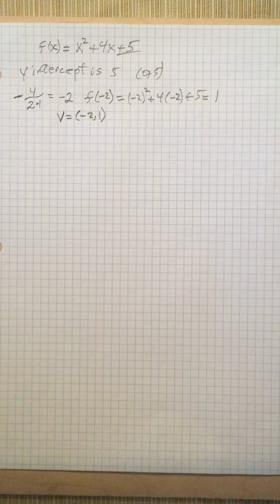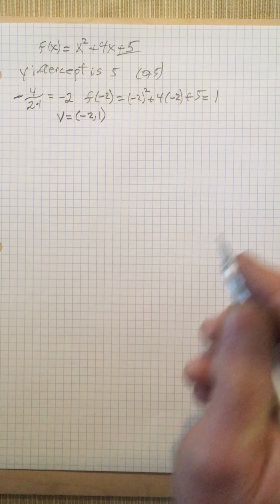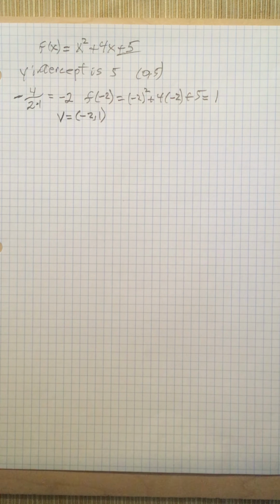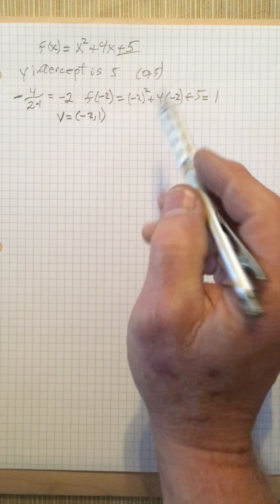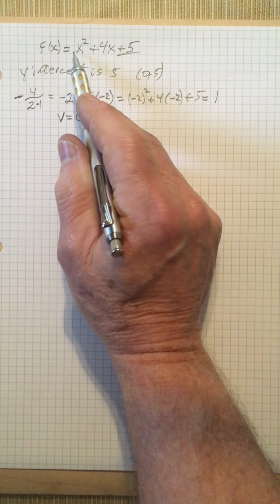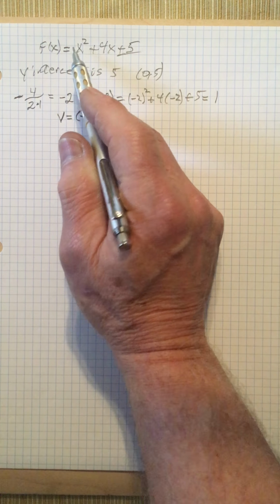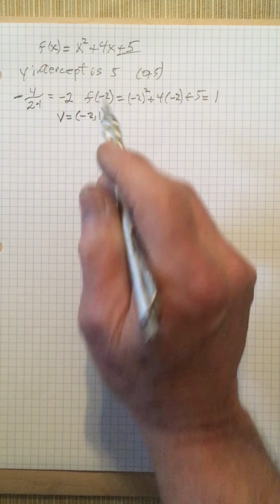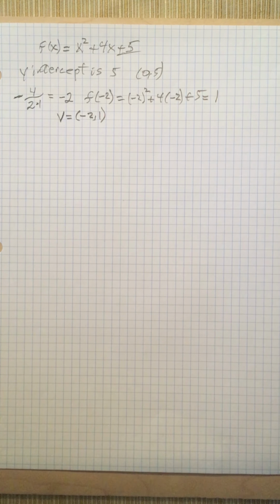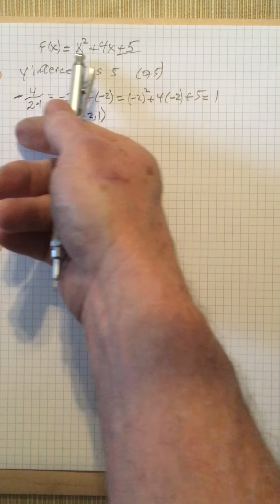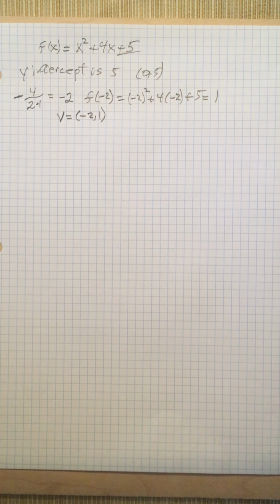Okay, next we would calculate the x-intercepts. This looks like it might be hard to factor, so we'd use the quadratic formula. But the quadratic formula is a lot of work, and we don't have to do it in this case, because take a look at what's going on here. A is positive, it opens up. The vertex is at y equals 1. That's above the x-axis, so there are going to be no x-intercepts. So if we try to find x-intercepts here with the quadratic formula, we're just wasting our time.